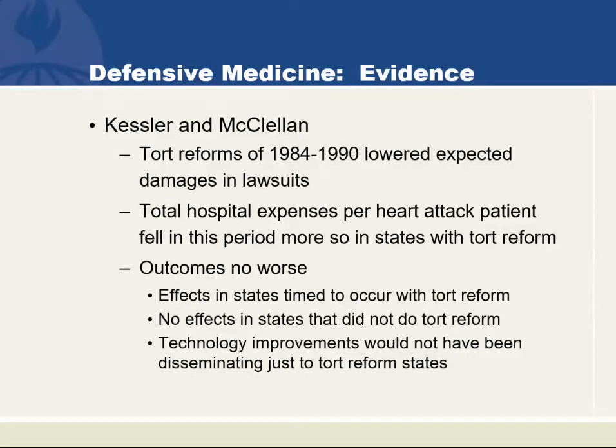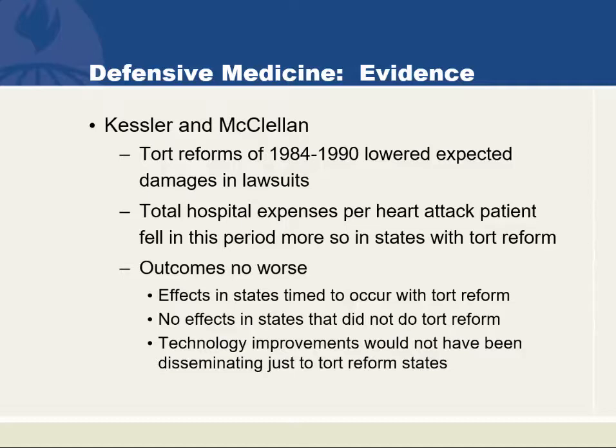Just to give an idea about whether there is truth to the theory of defensive medicine costs, I want to refer to a study done by Kessler and McClellan. They looked at tort reforms which lowered the expected damages in lawsuits. This was occurring across the country during the late 1980s. What Kessler and McClellan did during this time is an interrupted time series. They looked at total hospital expenses per heart attack patient during this period and tried to map out: did these expenses fall more or less in the states that enacted these tort reforms? So if a state lowered the damages in lawsuits, did the hospitals change how much they were spending on heart attack care? First, they noted that, yes, the hospitals that faced lower damages did lower how much they were spending on heart attacks. And importantly, they found that the outcomes did not get worse.